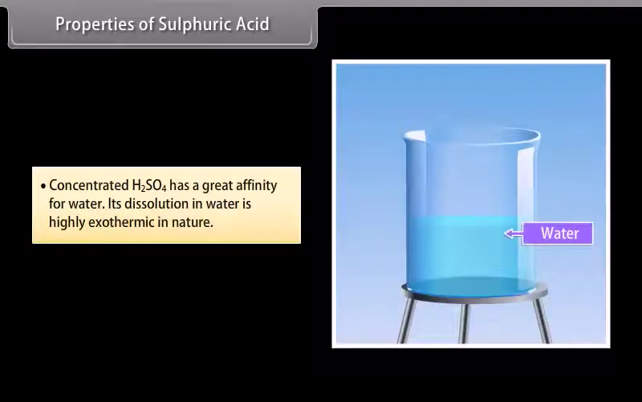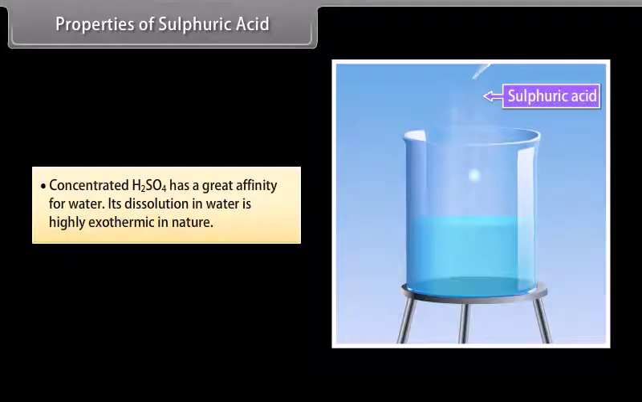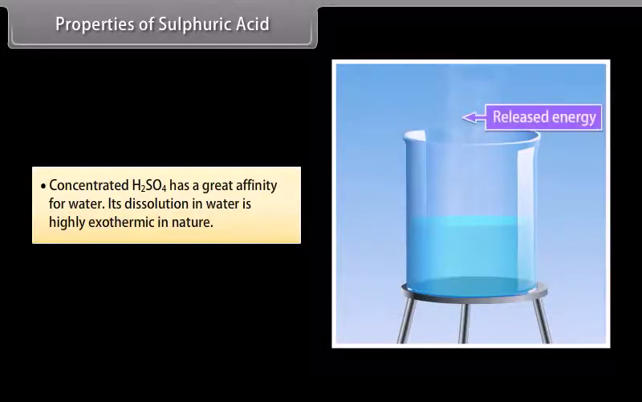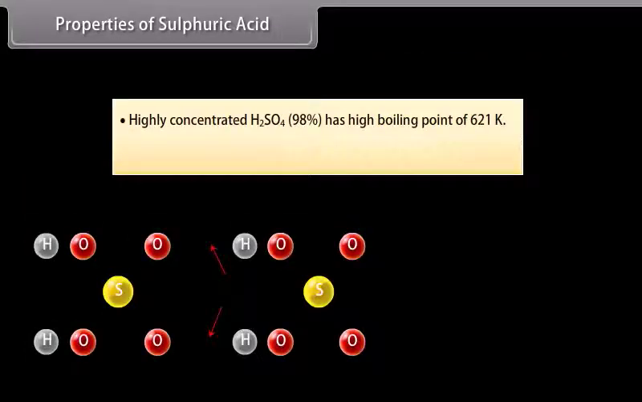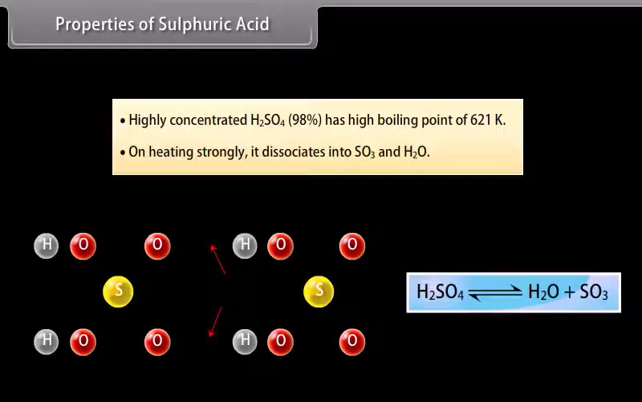Concentrated H2SO4 has a great affinity for water. Its dissolution in water is highly exothermic in nature. Highly concentrated H2SO4 has high boiling point of 621 Kelvin. It shows that H2SO4 has associated structure due to hydrogen bonding. On heating strongly, it dissociates into SO3 and H2O.